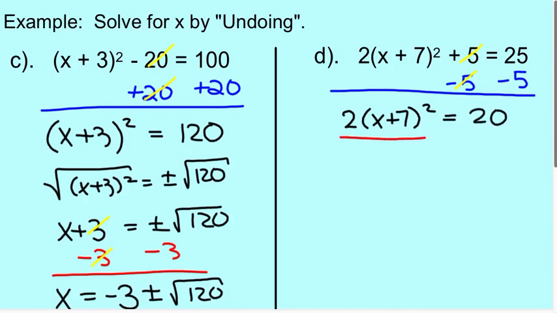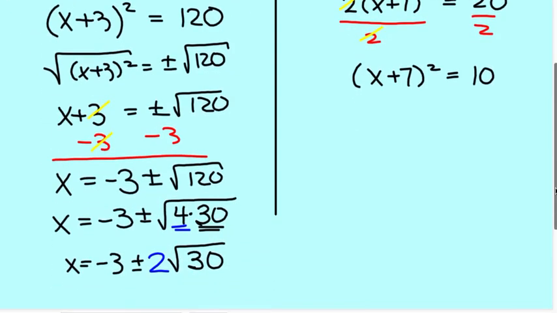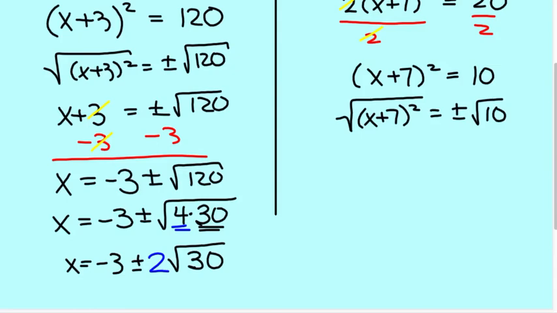Next is to divide both sides by 2. So the 2's will cancel out. You're left with x plus 7 all squared, and then 20 divided by 2 is 10. Next step is to square root both sides. Don't forget the plus or minus. You're left with on the left x plus 7, on the right plus or minus square root of 10.